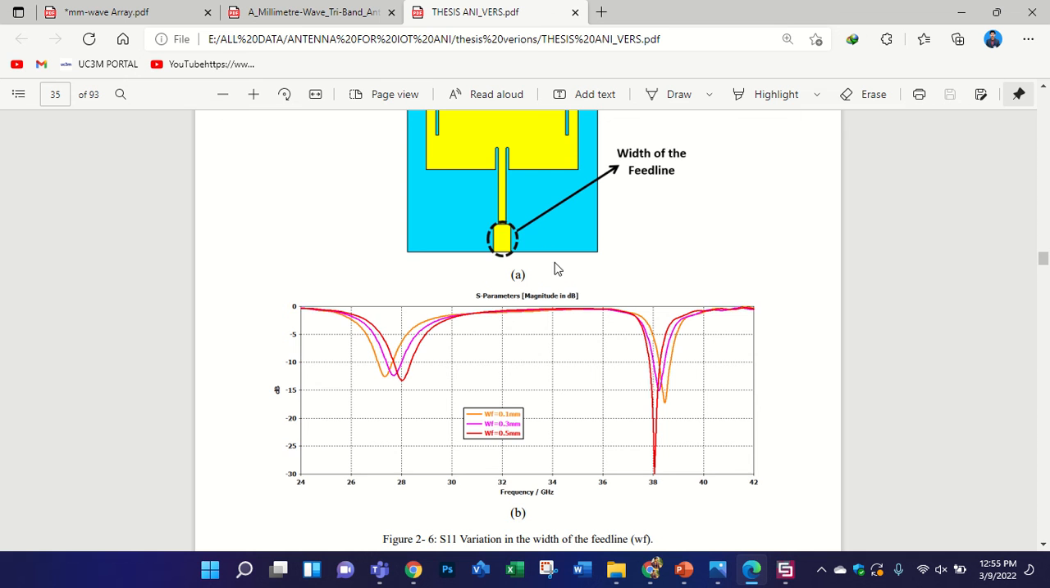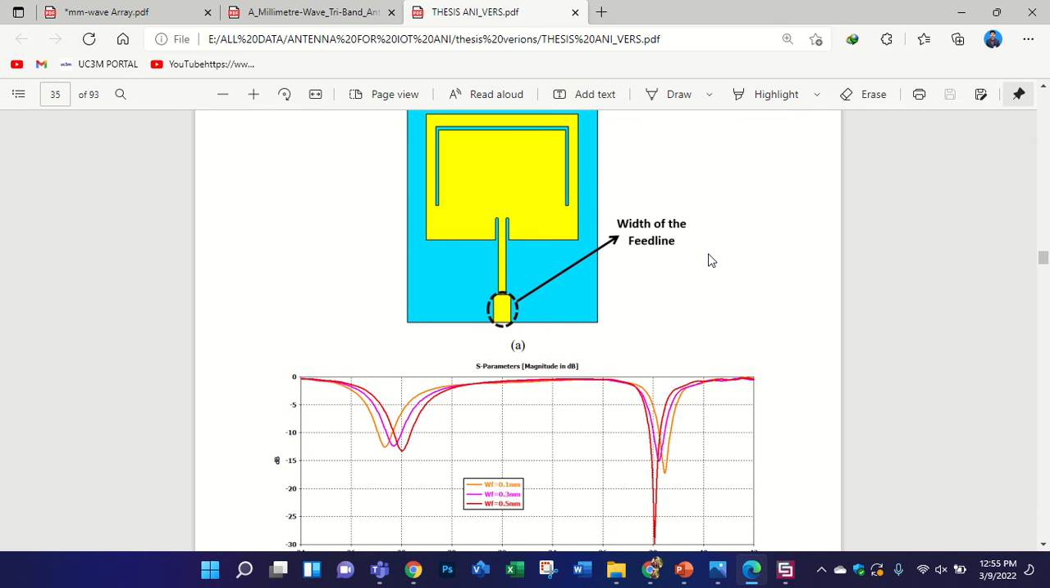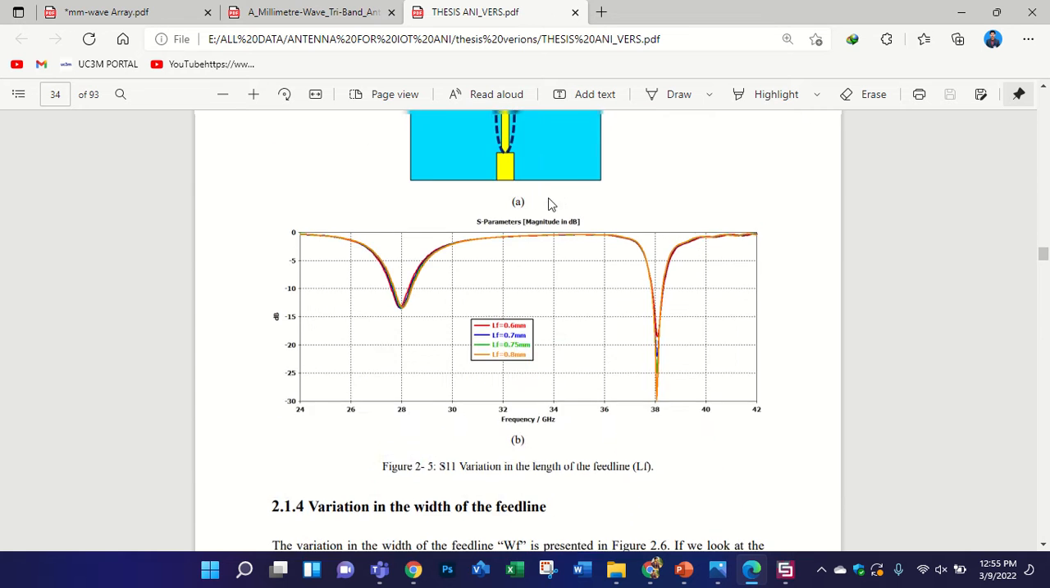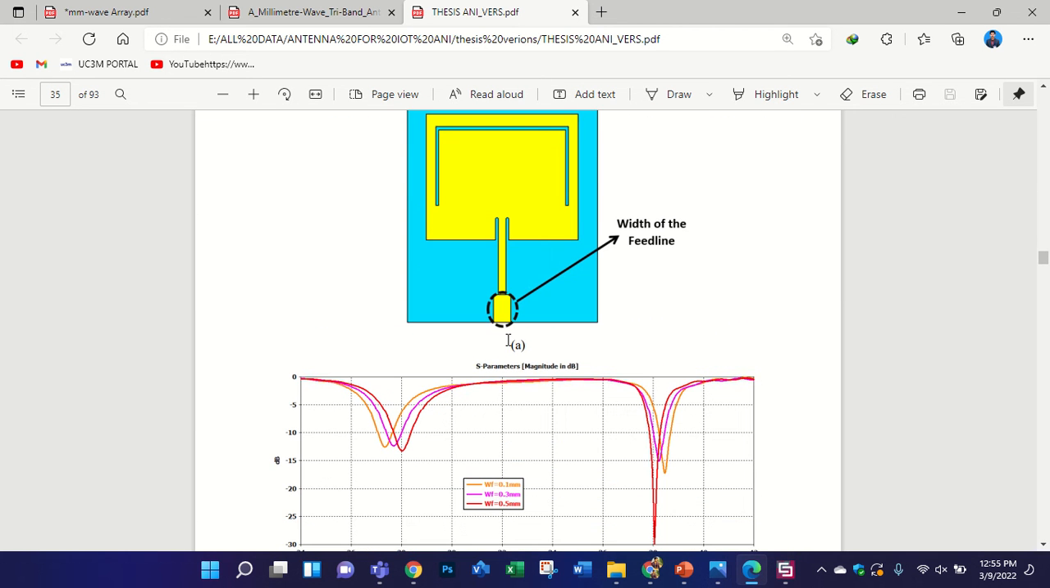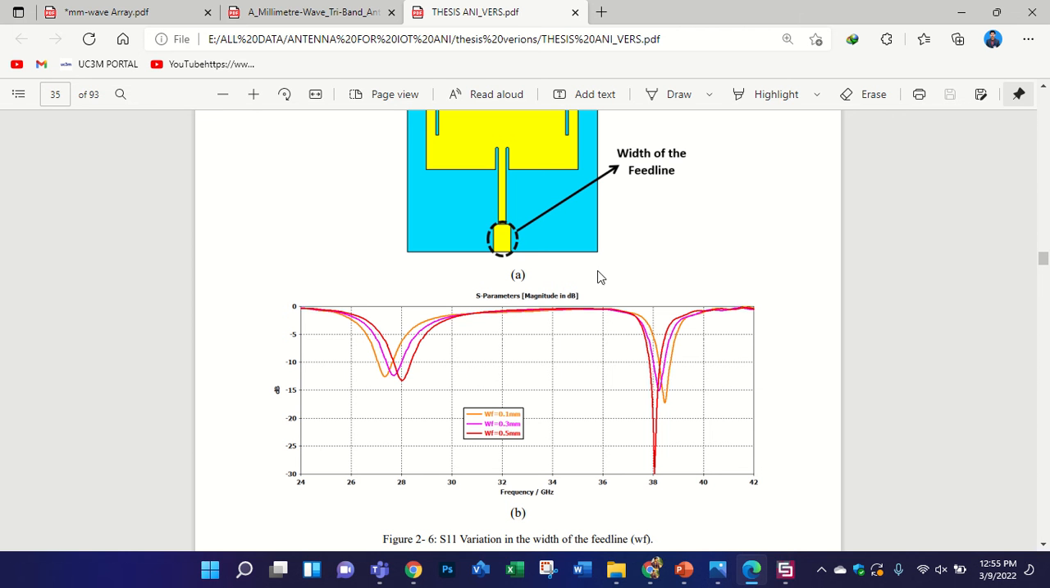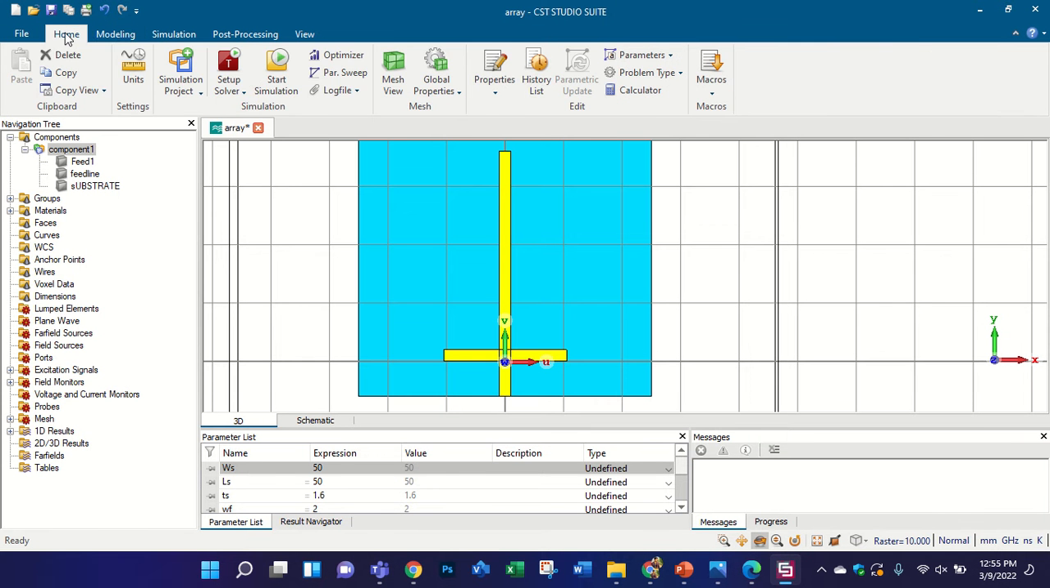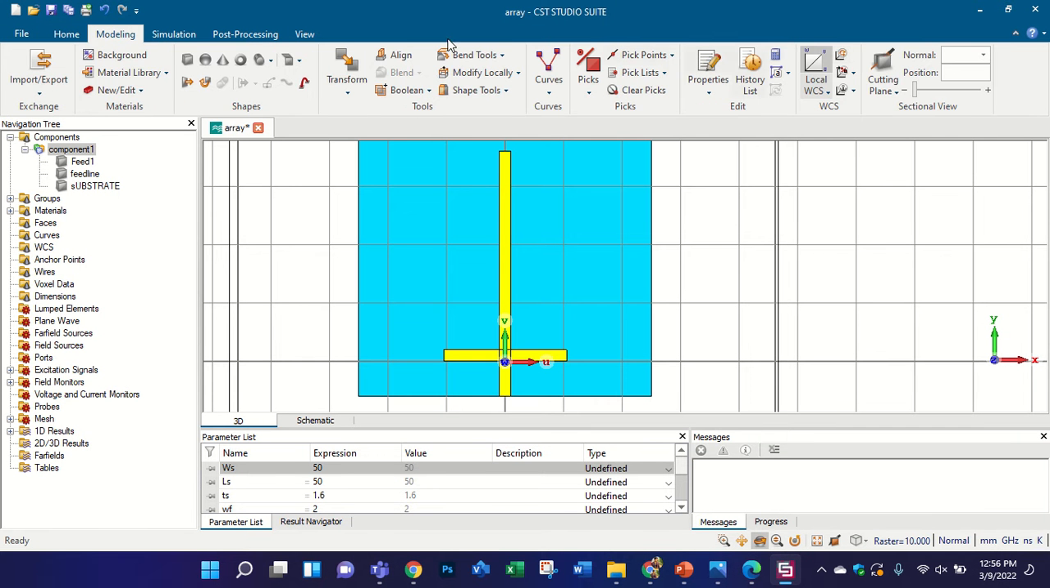Here, for the first feed line, how do I get the value of the length? This one, you mean? No, for the 15 ohms, the first. This one? Yes. For this one, I want to know the length. How to get the length?